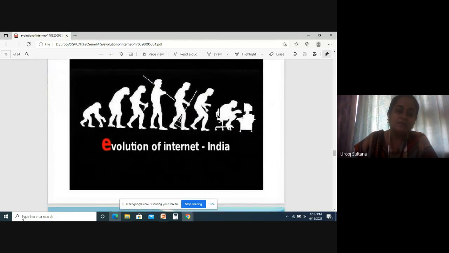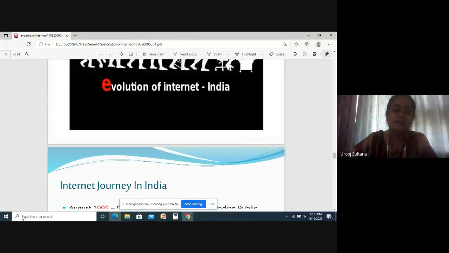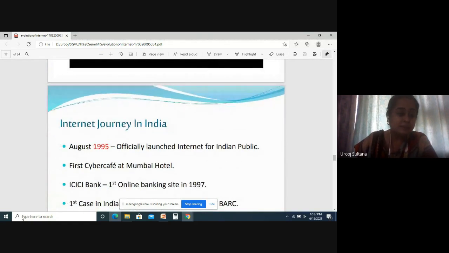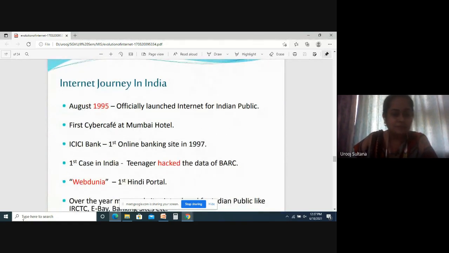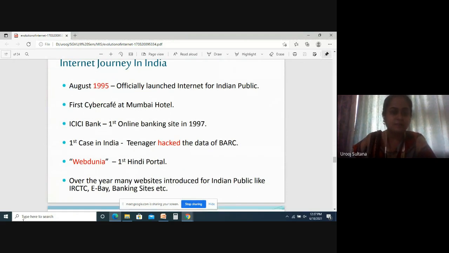This is the evolution of internet in India. Now internet journey in India. Let's summarize the things because I had already discussed all this. In August 1995, internet was officially launched for the Indian public. First cyber cafe at Mumbai Hotel. ICICI Bank was the first online banking site in 1997. This is all about India only.